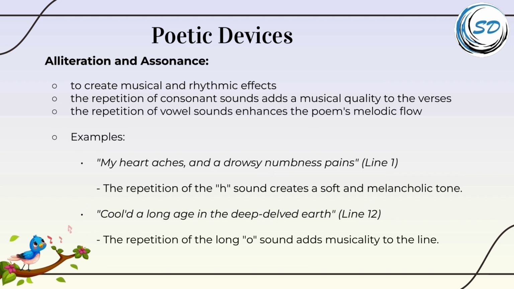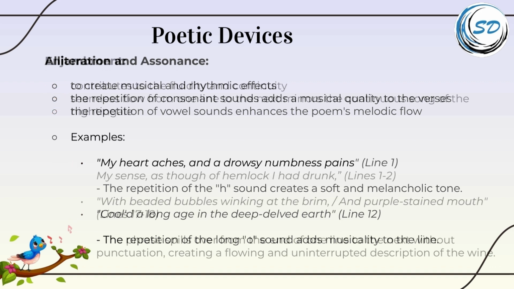Now, let's explore the captivating sounds of alliteration and assonance. Keats employs these devices to create musical and rhythmic effects in his poetry. Notice how the repetition of consonant sounds in lines like "my heart aches" and "a drowsy numbness pains" adds a musical quality to the verses. Additionally, the repetition of vowel sounds in "cooled a long age in the deep-delved earth" enhances the poem's melodic flow.